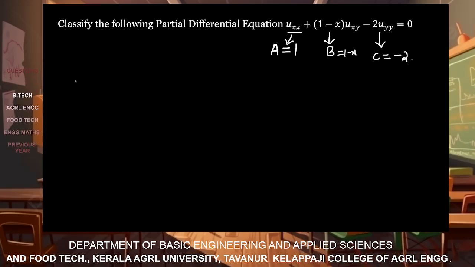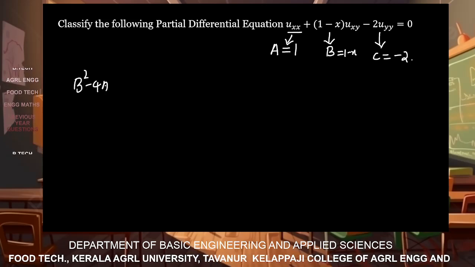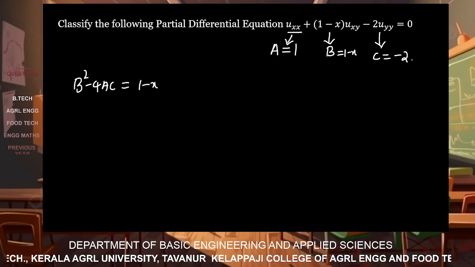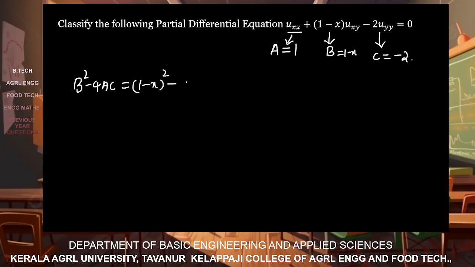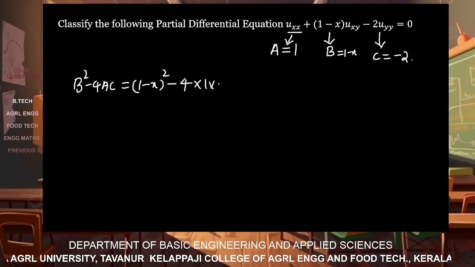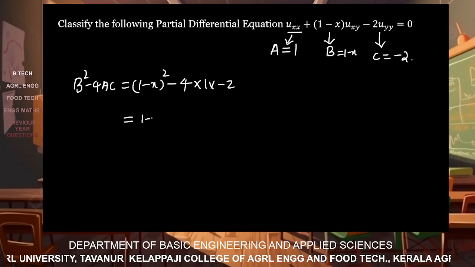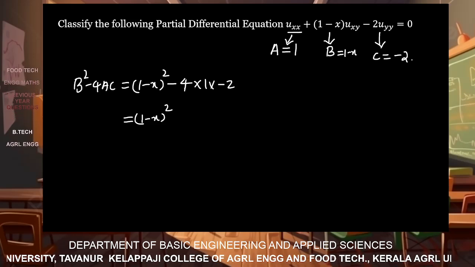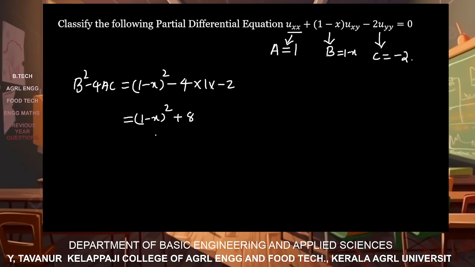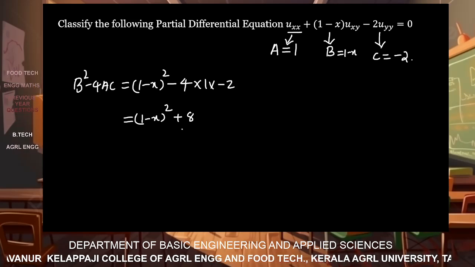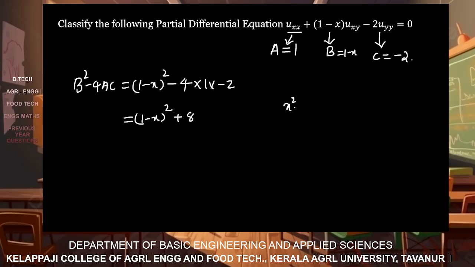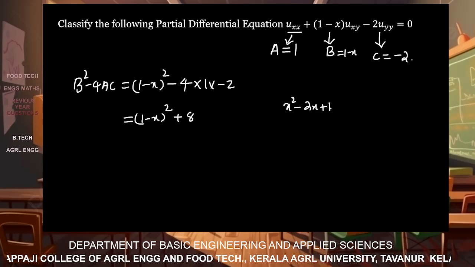So what is b square minus 4ac? b square minus 4ac is (1 minus x) whole square minus 4 into 1 into minus 2. So it is (1 minus x) whole square plus 8. Now the question is, for what value this will be negative and for what value this will be positive. For that we have to expand the term. This is actually x square minus 2x plus 1 plus 8.